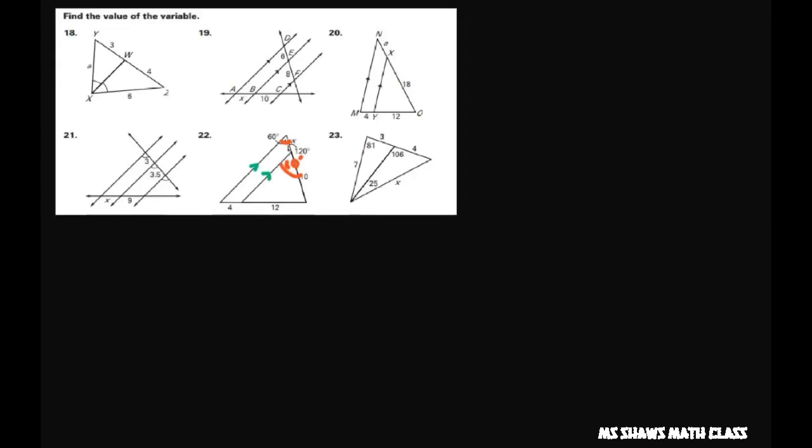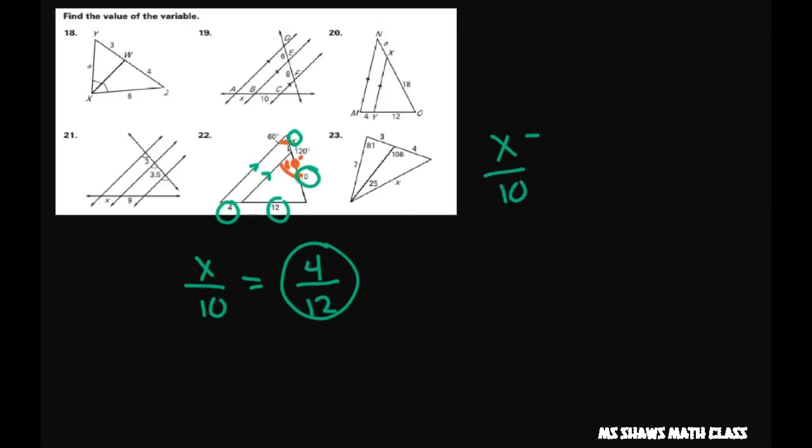So I can set it up as x is to 10, as 4 is to 12. And reduce that to 1/3. Makes it easier. So when you cross multiply, you get 10 divided by 3, which is going to be 3 1/3.